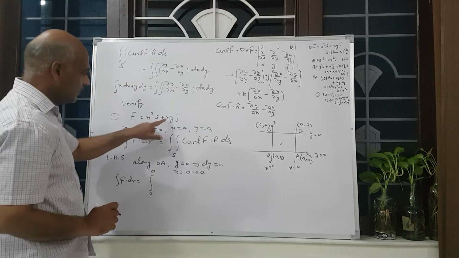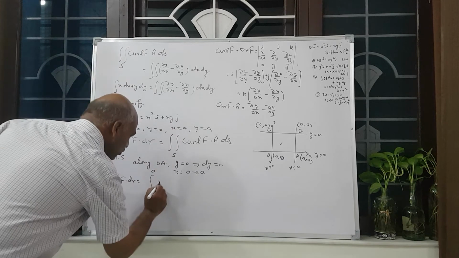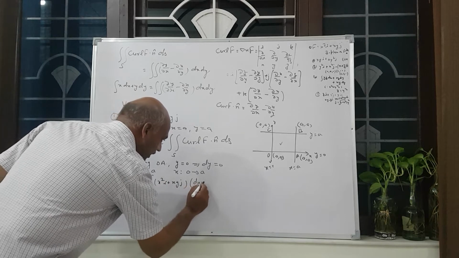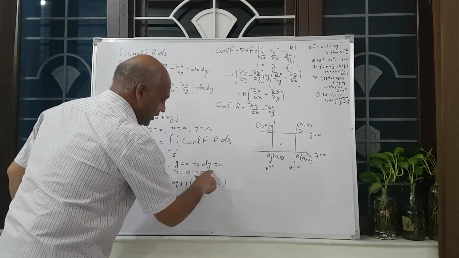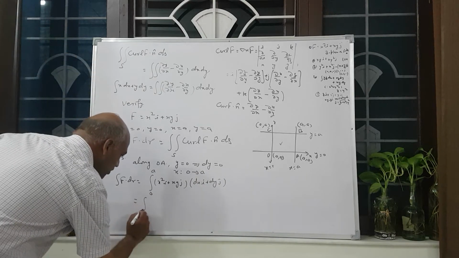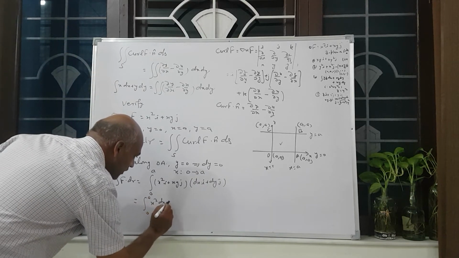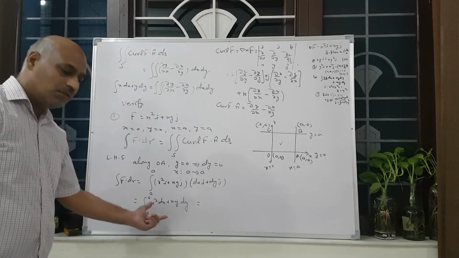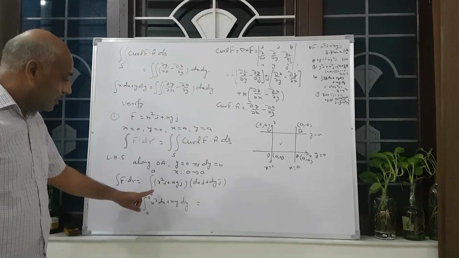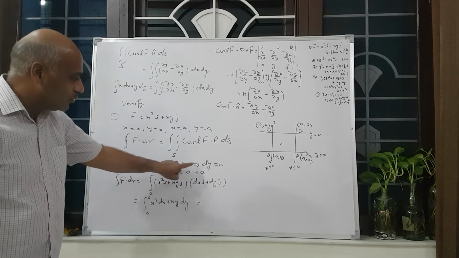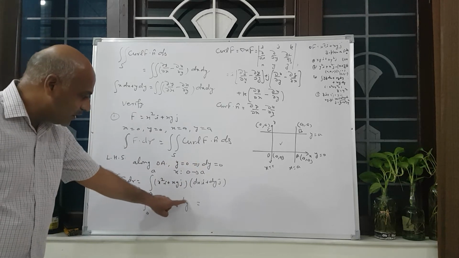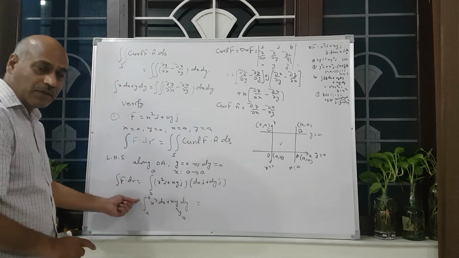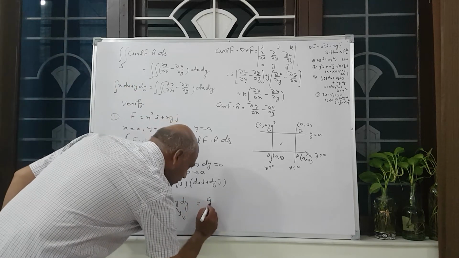F means x square i plus x y j. Dr means dx i plus dy j. F dot dr means the integral from 0 to a of x square dx plus x y dy. Here we put y is equal to 0 and dy is equal to 0, so this second term becomes 0. Now x cube by 3, if we apply the limit, gives a cube by 3.